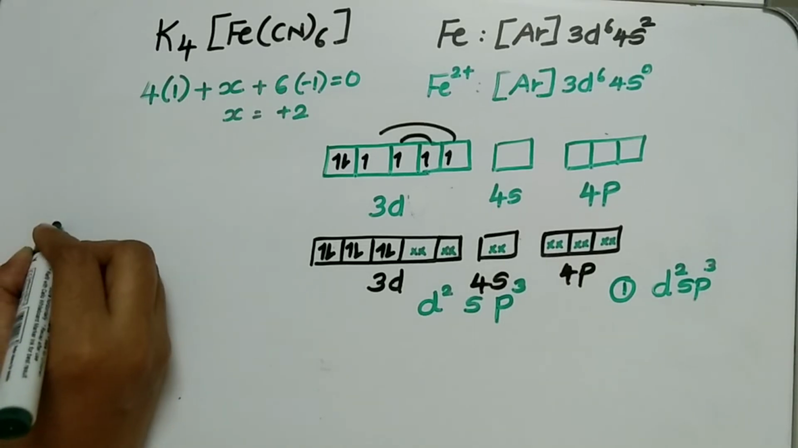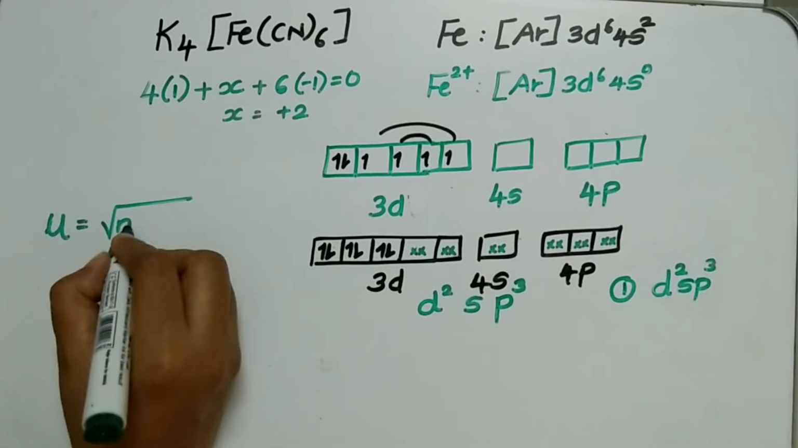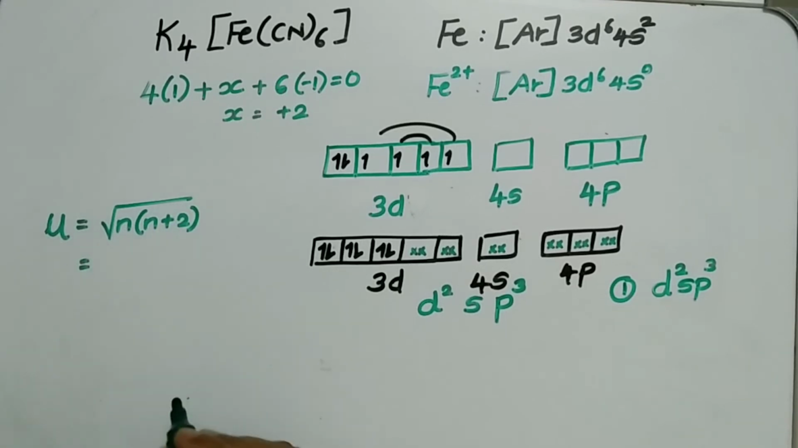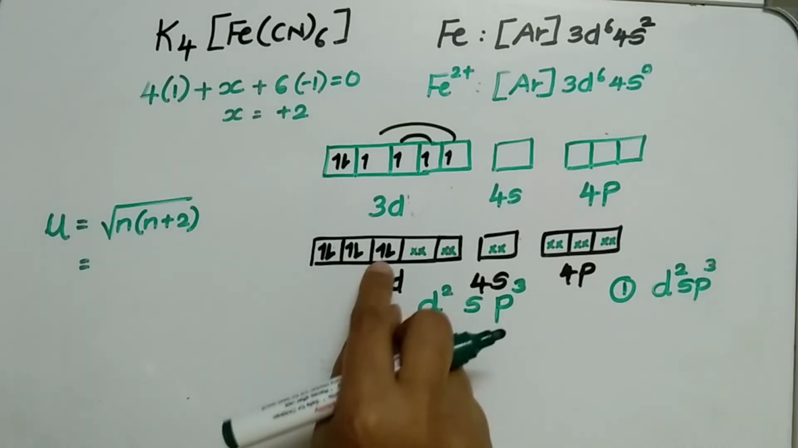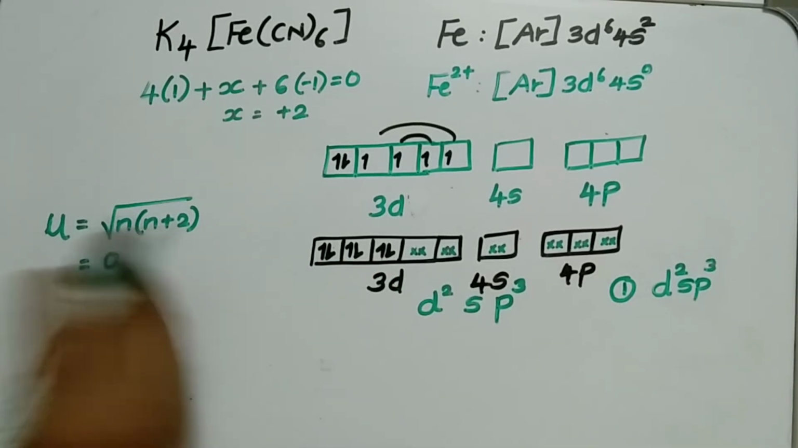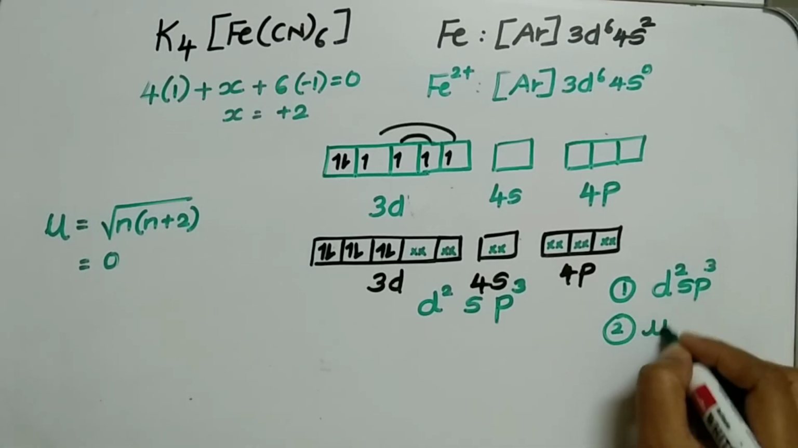Okay. Now the second property is magnetic moment. So we have to find the value of mu, square root of n into n plus 2. What is n here? Number of unpaired electrons. Now are there any unpaired electrons here? No. So n value is 0. Even if you substitute, the value of magnetic moment will be 0.